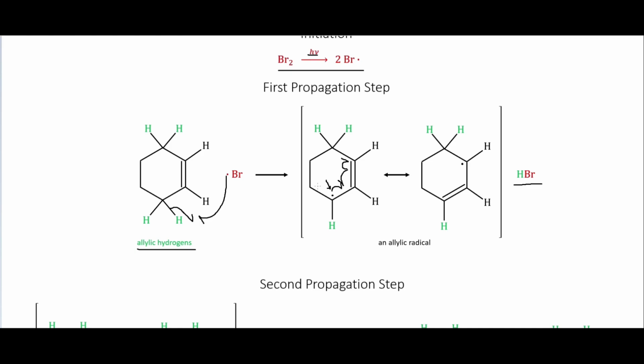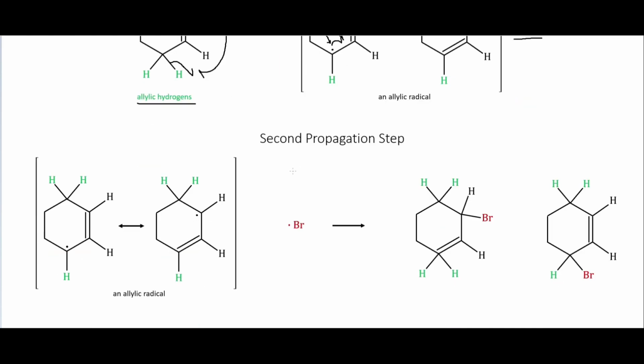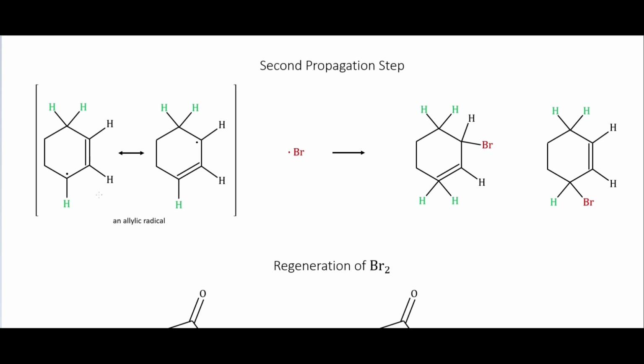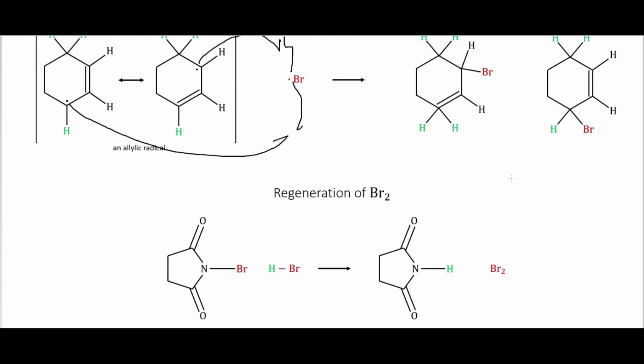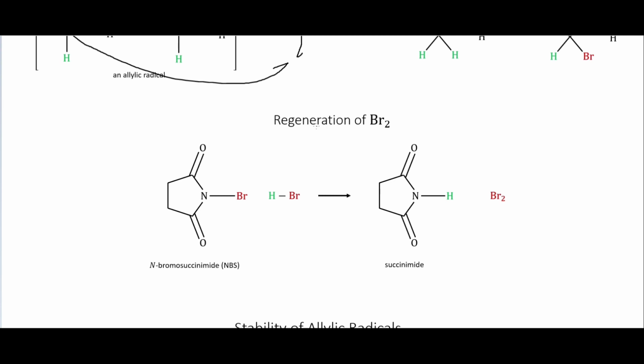And so either of those can then be reacted here. We could have this one come in and react with this, or we could have this one come in and react with this. And so we can end up with the bromine on either one of those carbons. And then we can just regenerate our Br2 like this. And so we could continue doing this radical reaction here.